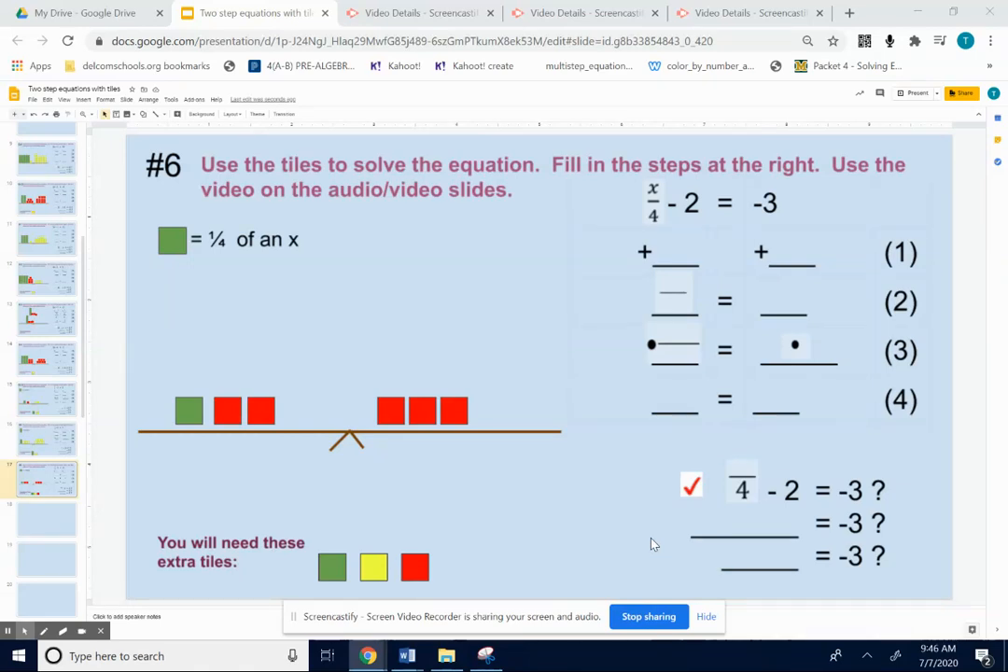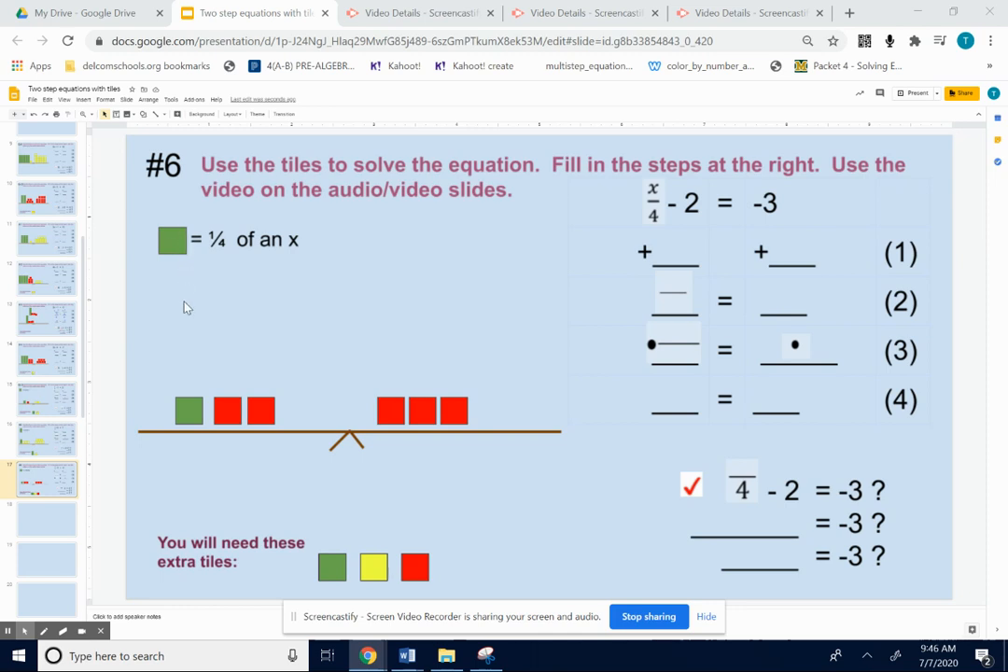Okay, number 6. We want to solve x over 4 minus 2 equals negative 3. Think of x over 4 as x split into 4. So x over 4 would be 1/4 of a full-size rectangle, a rectangle broken in 4. It would be 1/4 of the size.